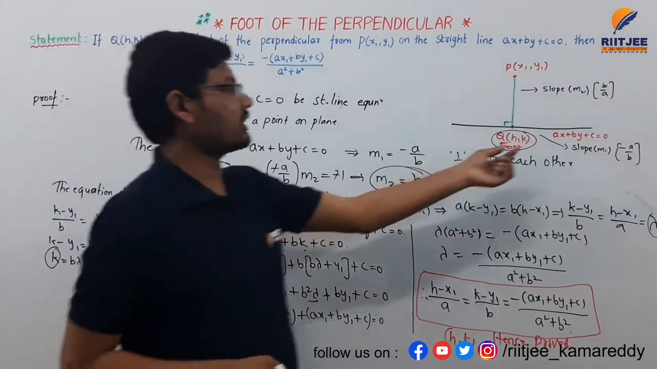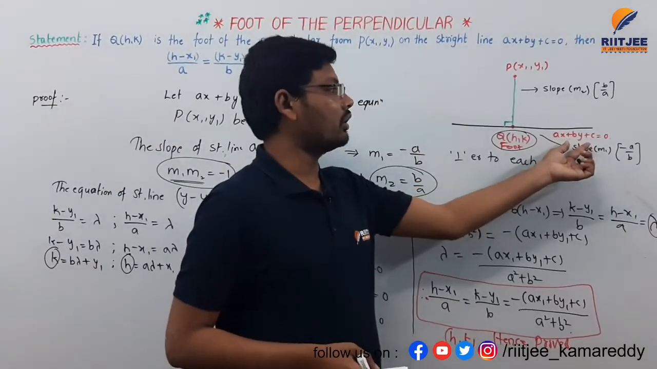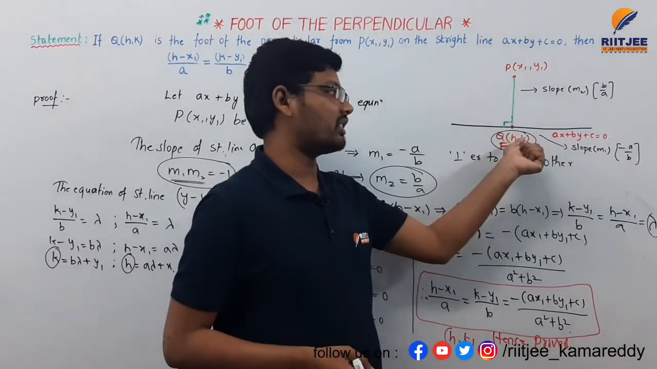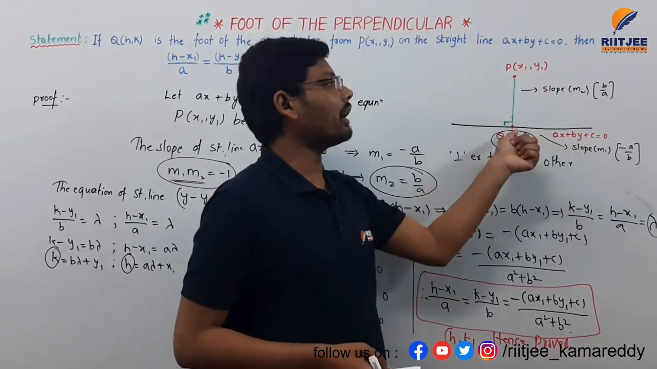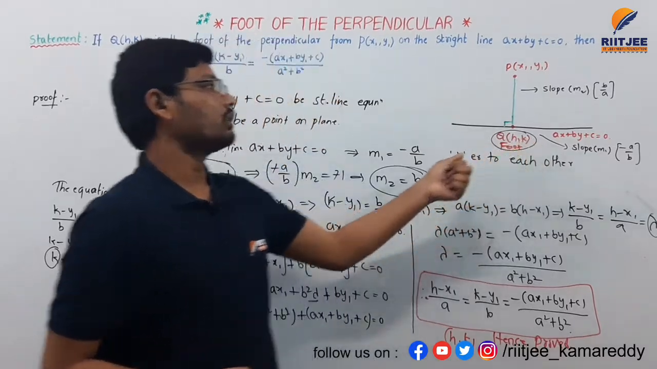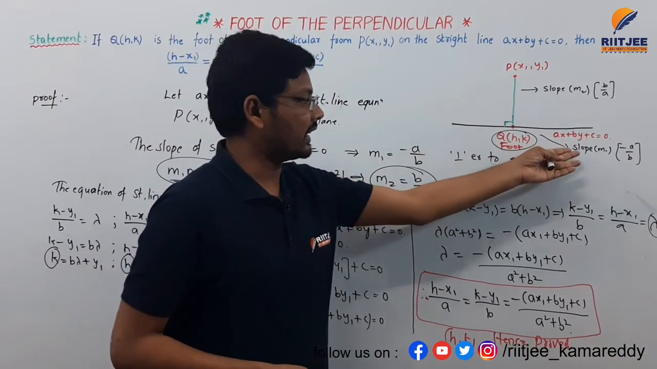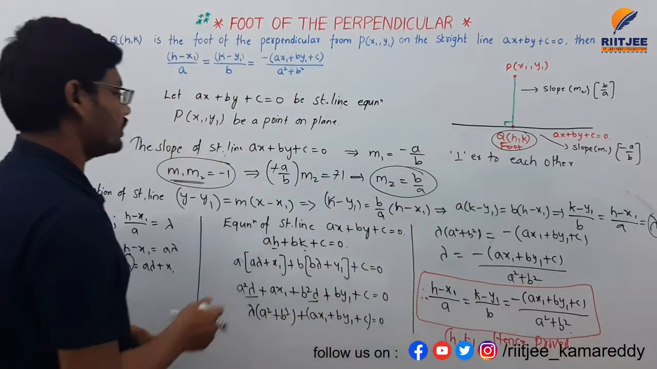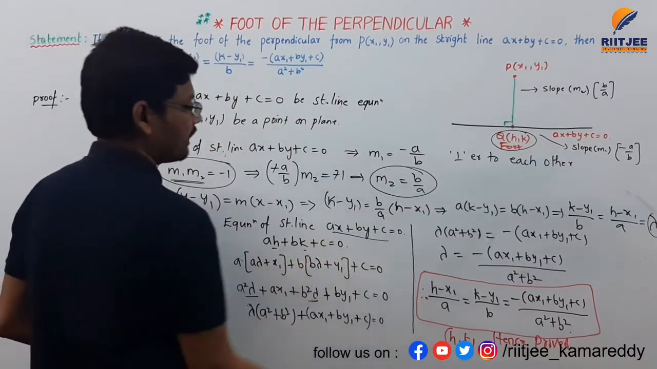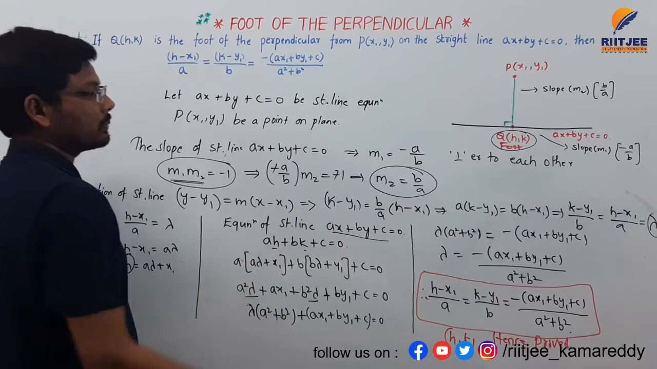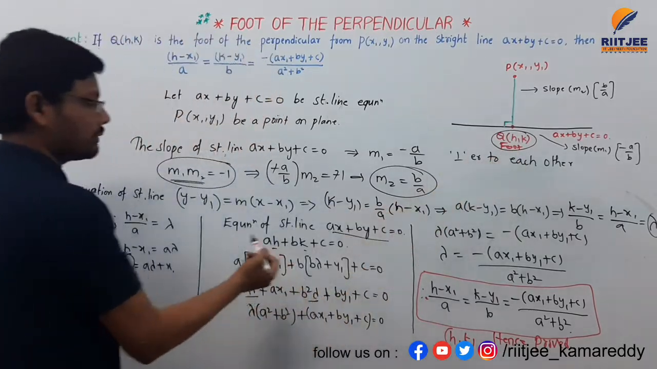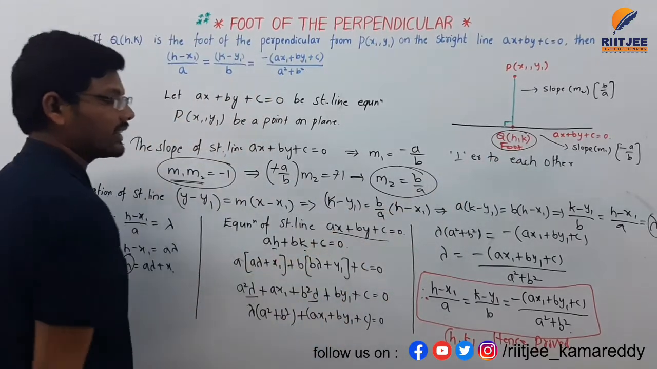I am taking this straight line equation. This straight line is also passing through the point q of h comma k. These two lines are passing through q of h comma k. So I am first finding this for this one, and secondly we are finding for this one. The equation of the straight line is ax plus by plus c, and this line is passing through q of h comma k. I am substituting h comma k in place of x and y here.